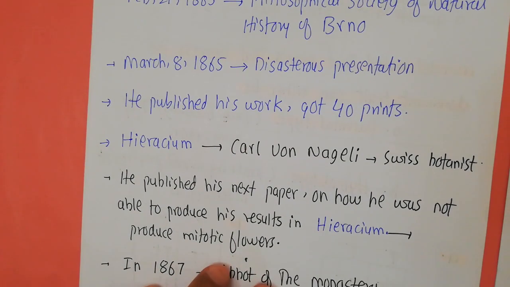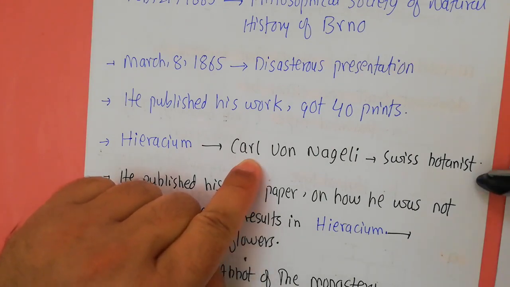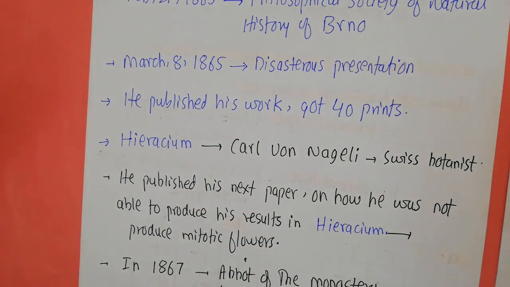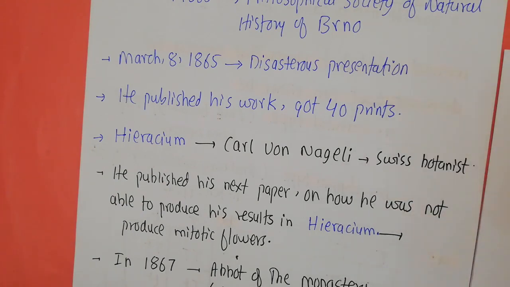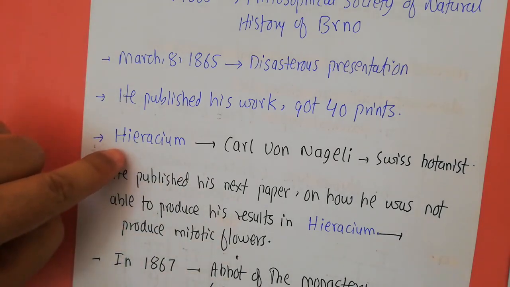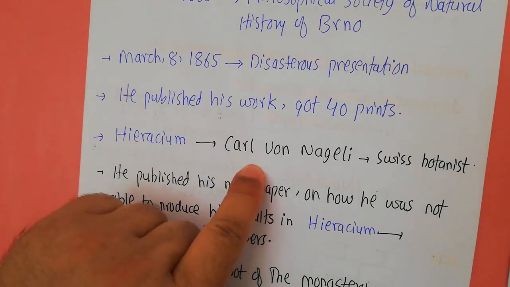One of the leading scientists of that time was Carl von Nageli. He was a botanist, so like Mendel he was working with plants, and the paper was also sent to him. When Carl von Nageli studied Mendel's paper, he said, I'm not going to believe your data unless you prove your work in the plant known as Hieracium. Hieracium was the plant that Carl von Nageli was working with. So he said that I will accept your work.